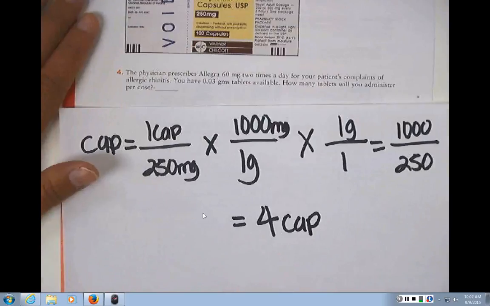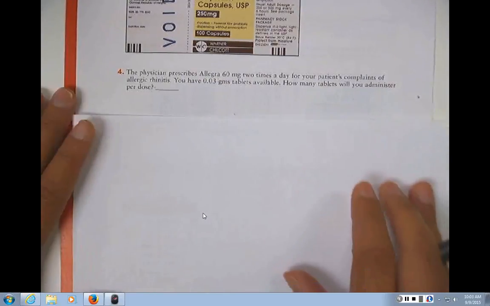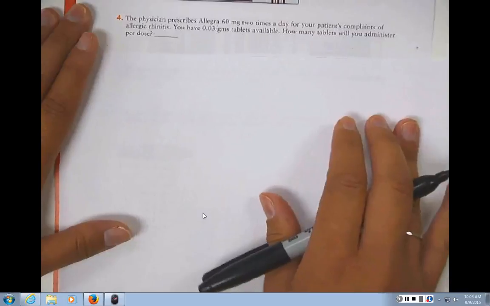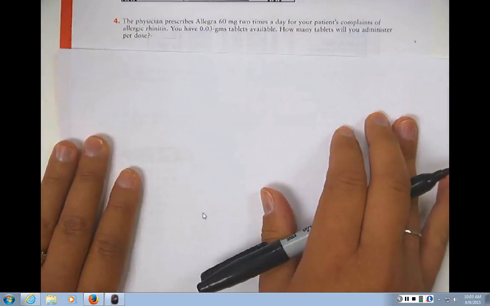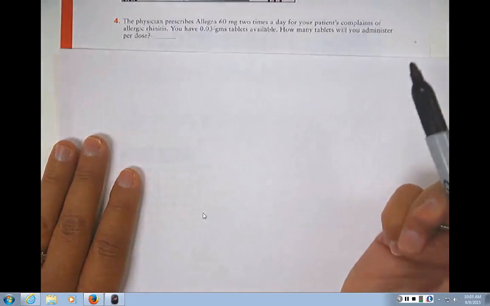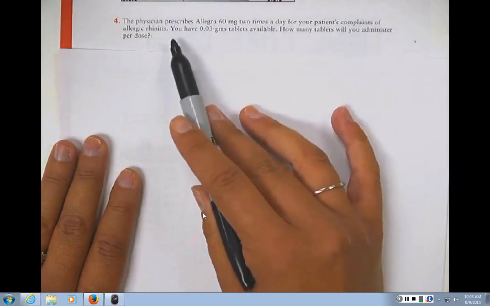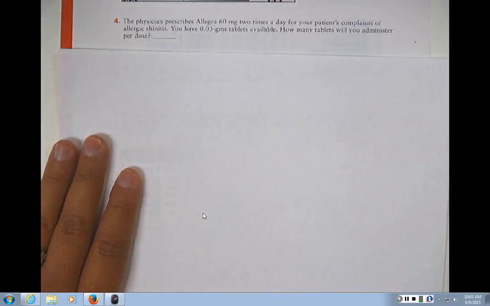Number 4 is also one that we have to convert. Bring this up here. So this one states: The physician prescribes Allegra 60 milligrams 2 times a day for your patient's complaints of allergic rhinitis. You have 0.03 gram tablets available. How many tablets are you going to give?